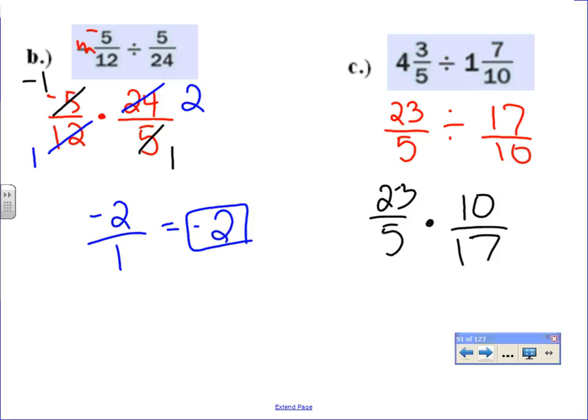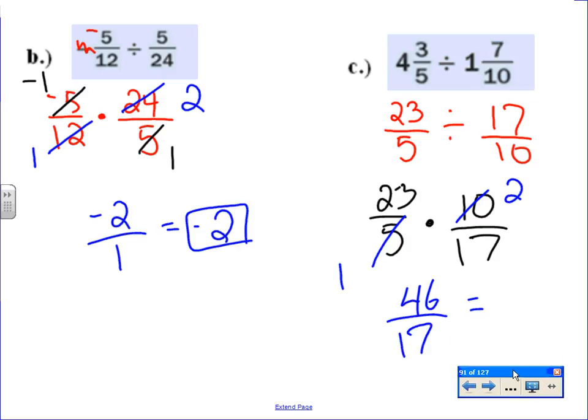Keep, change, flip. And then Skylar, could you cross-simplify anything on this one? Good. We can cross-simplify the 5 and 10. This becomes a 1 and this becomes a 2. You can multiply across the top, across the bottom. You get 46 over 17. And then did anyone convert it to a mixed number? Amberly, would you change yours too? Good. 2 and 12/17 is the mixed number.